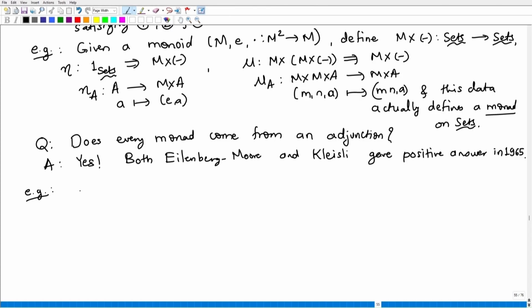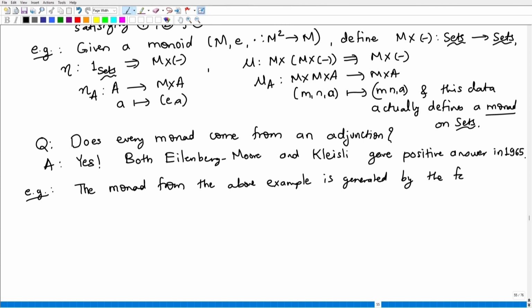So, for example, the monad from the above example is generated by the following adjunction.